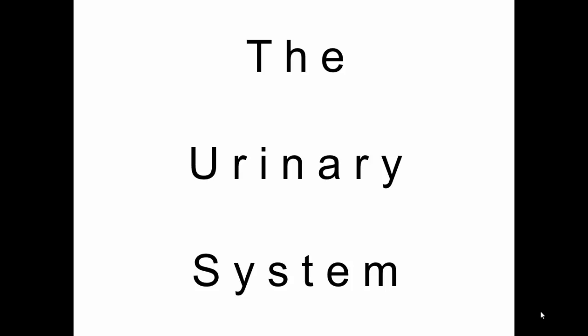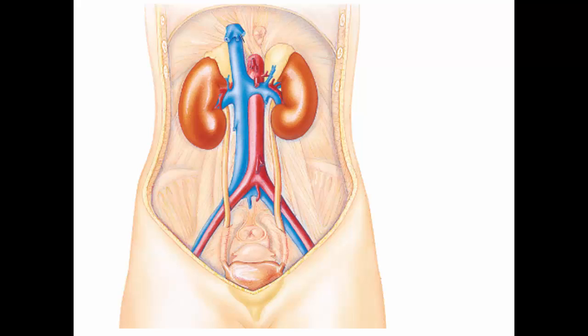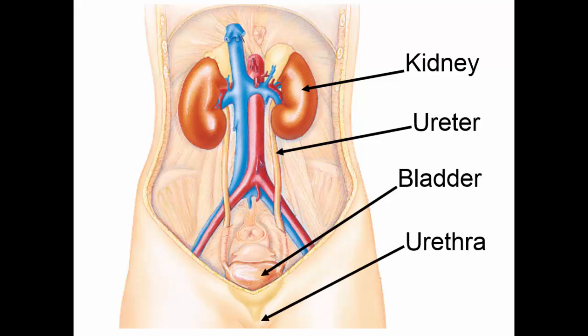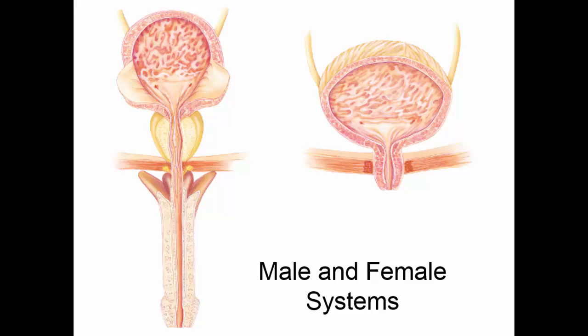The urinary system filters the blood to remove soluble wastes and make urine. There are only four structures in the urinary system: the kidneys, the ureters, the urinary bladder, and the urethra. There is a slight difference between the male and the female systems.